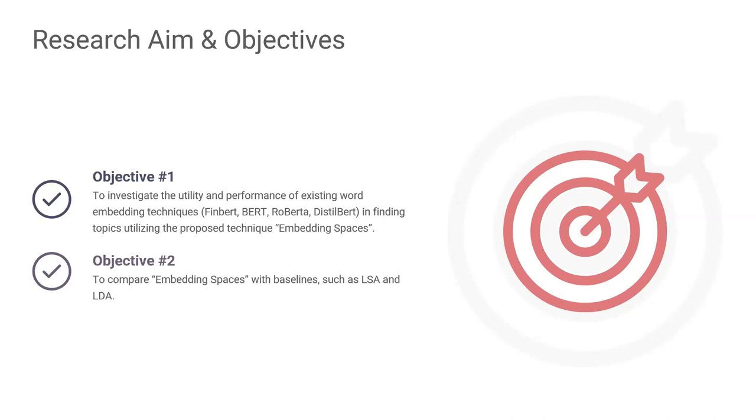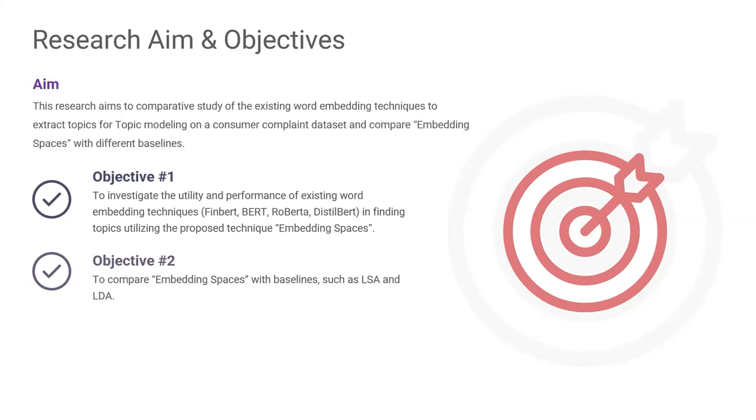Now traditionally, in a statistical way, we have topic modeling techniques like LSA, latent semantic analysis, and LDA, latent Dirichlet allocation, which are two famous and conventional models. We wanted to explore the current transformer-based embeddings like BERT, RoBERTa and DistilBERT, which are BERT variations trained to give a smaller language model, and FinBERT, which is a BERT trained on financial text. We wanted to compare these four BERT-based models with LSA and LDA and see the quality of the topics. These are the two objectives we wanted to serve.